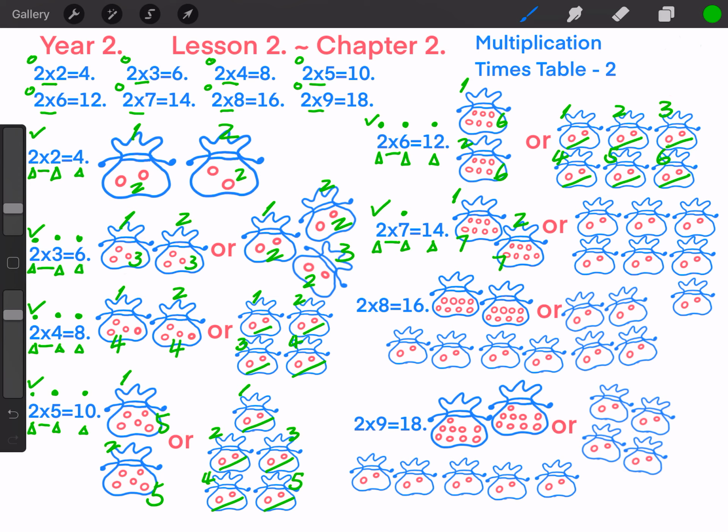Or there are 7 bags. 1, 2, 3, 4, 5, 6, 7. 7 bags. And in each bag, there are 2 marbles. So totally, we still have 1, 2, 3, 4, 5, 6, 7, 8, 9, 10, 11, 12, 13, 14. Totally, we still have 14 marbles. 2 times 7 equals to 14.